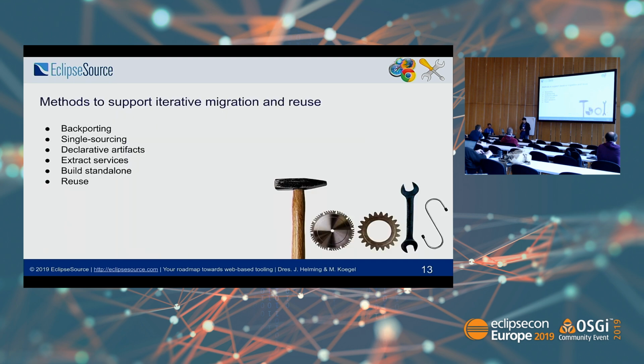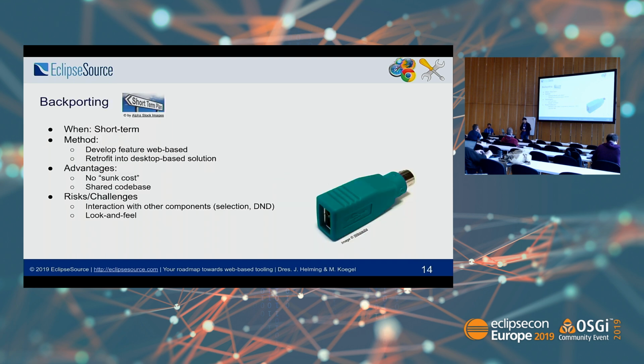And what I would like to look into is some methods to help you with actually applying what Jonas said before. So methods to be able to iteratively convert your tool into a web-based version while you don't duplicate the whole development effort and while you keep your desktop tool running, because that's essentially the goal. I'm not going to read those out. In the following slides, we're going to step by step go through the different methods that I have on the slides here. And the first one I would like to start with is backporting.